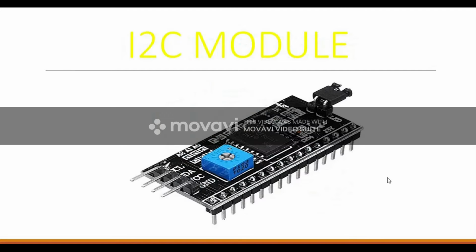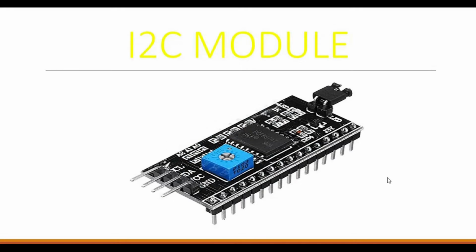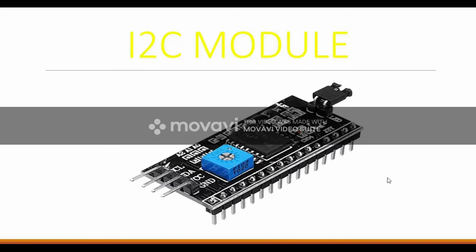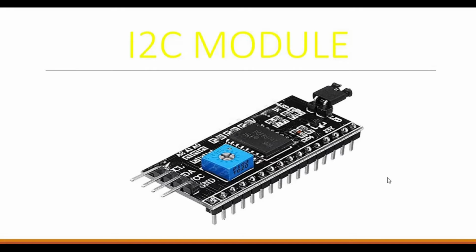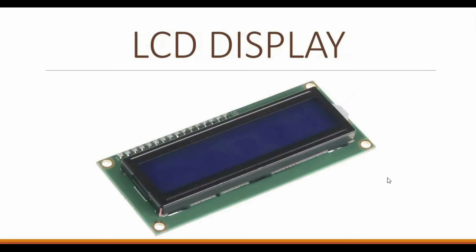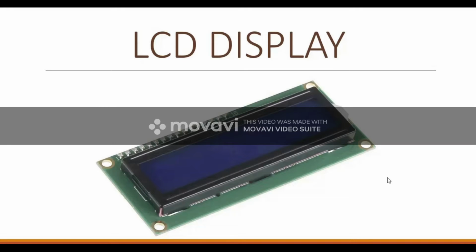The next component of the project is the I2C module. The I2C module converts serial data to parallel data for an LCD display. It basically reduces the number of connections required to the LCD significantly, from 16 to just 4. This is permanently attached to the LCD, and all the connections to the LCD are made through this module. Next we have the LCD display, which gives us the readings of the project in a suitable and easy manner.